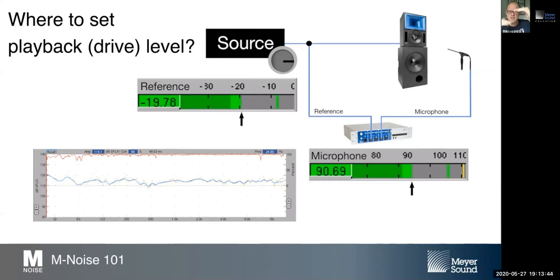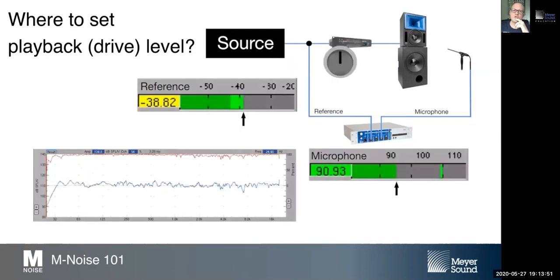The transfer function does not change provided the system is still in its linear range of operation. Whereas if the volume knob were to live over here and I were to increase the volume, then my microphone becomes louder because the loudspeaker becomes louder, but my reference signal remains exactly at the same level. And now the transfer function becomes volatile.